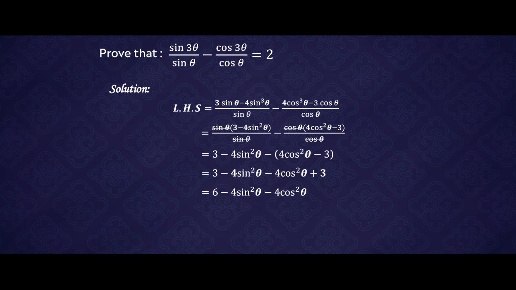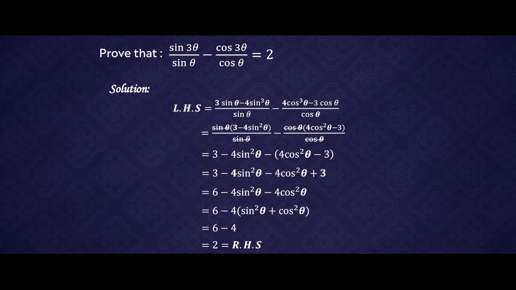now what is common again? 4 is common from these two. So 4, then we have taken out negative 4 outside, so inside it will be sin square theta plus cos square theta. So LHS is equal to 6 minus 4. According to the square relation, sin square theta plus cos square theta is equal to 1. So 4 times 1, which is LHS is equal to 6 minus 4, which is equal to 2. Therefore, we prove that it is equal to RHS.